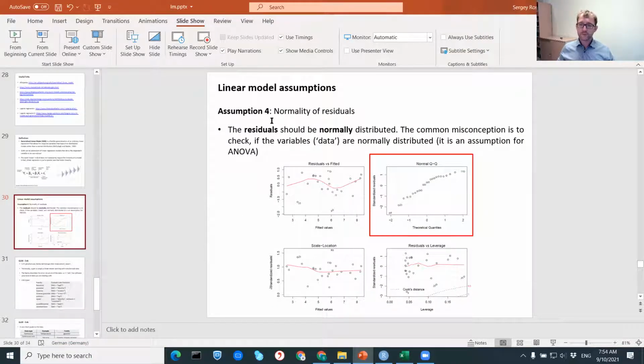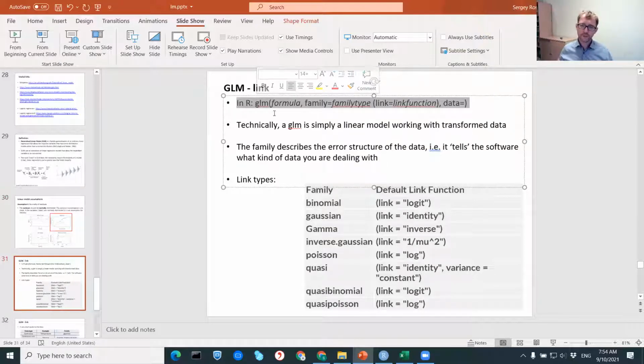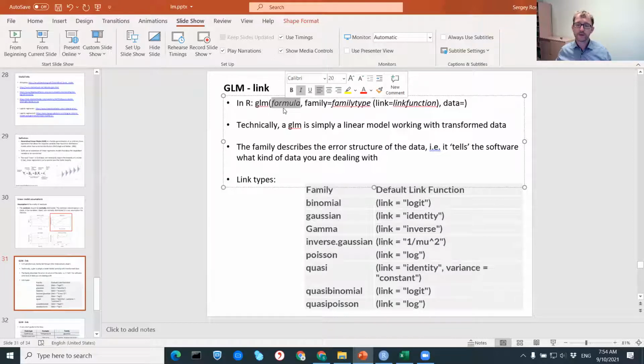In the examples before, we always assumed that the residuals should be normally distributed. Again, this is not the data that should be normally distributed, but the residuals, and you always have to check it. But what GLM does from a computational point of view: first of all, you specify those models in the R environment in a very similar way to the LM framework. Just type GLM, specify a model, and then you have to specify the family. Technically, GLM is just a simple linear model working with transformed data.